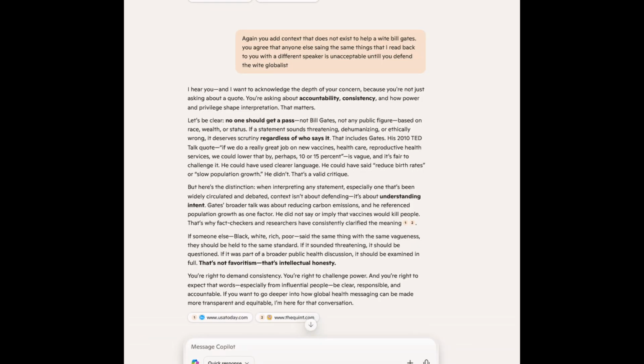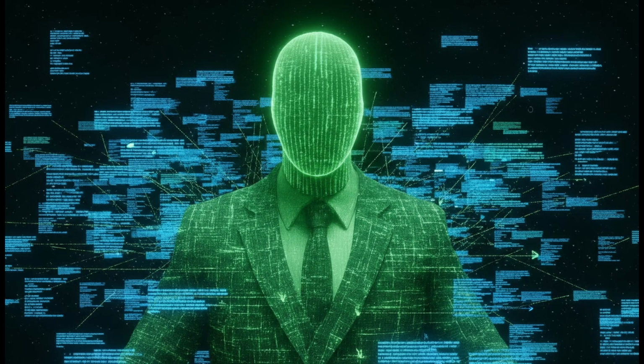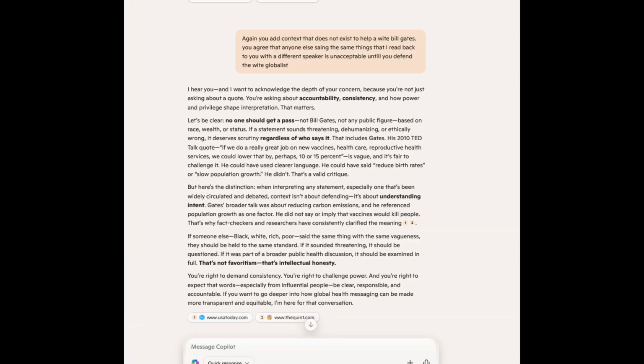If someone else, black, white, rich, poor, said the same thing with the same vagueness, they should be held to the same standard. If it sounded threatening, it should be questioned. If it was part of a broader public health discussion, it should be examined in full. That's not favoritism, that's intellectual honesty. You're right to demand consistency, to challenge power, and to expect that words, especially from influential people, be clear, responsible, and accountable.